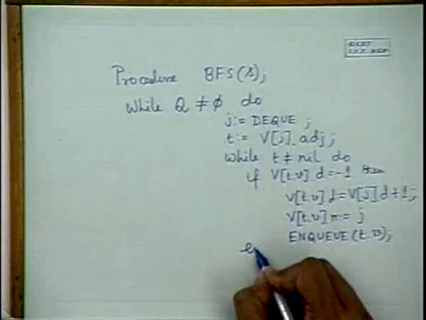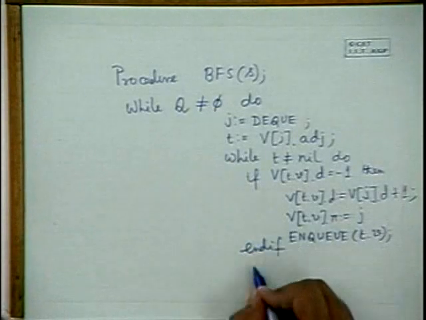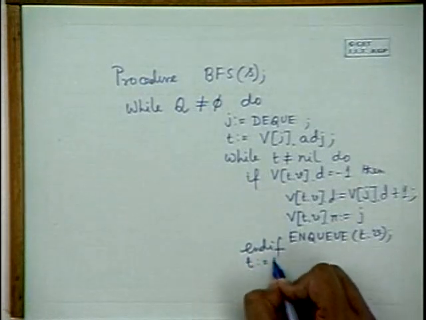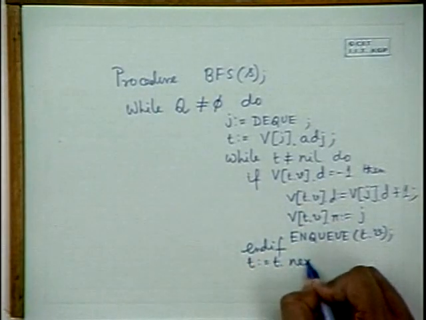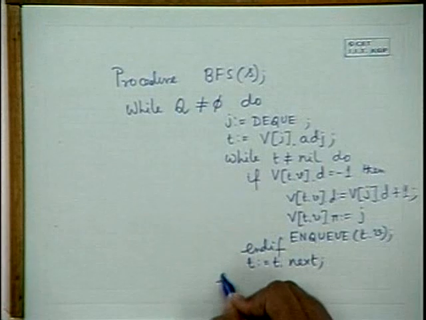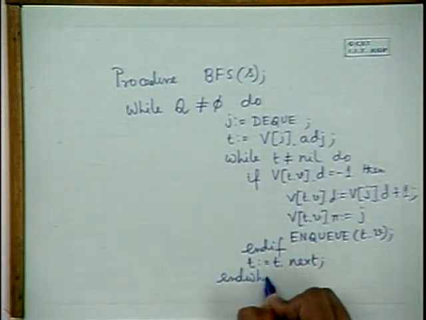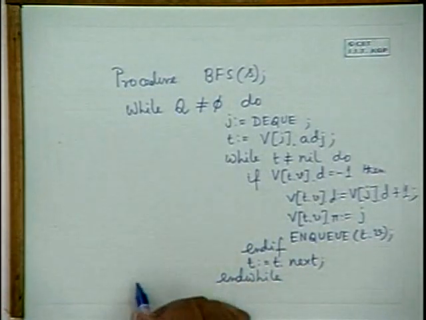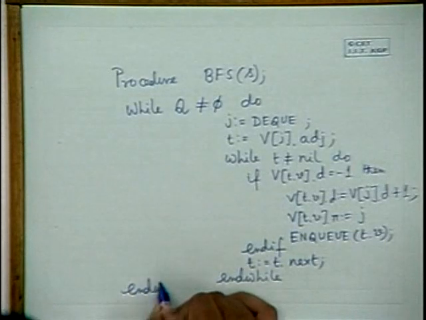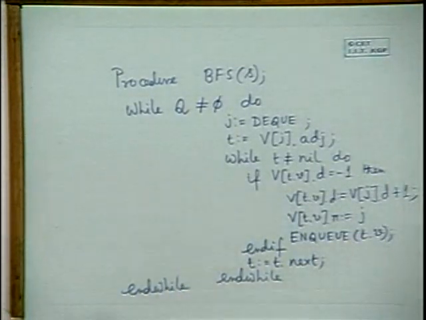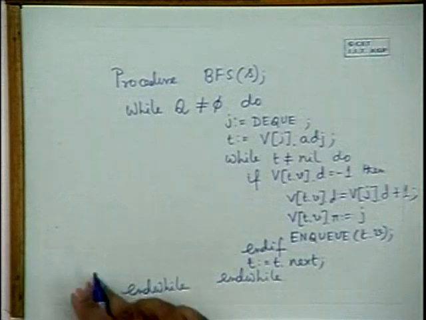And this is your end if. Here t goes to t dot next, end while, and this is end while. So this is the algorithm.